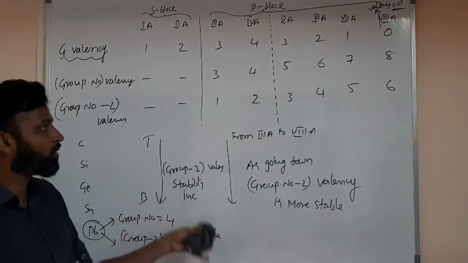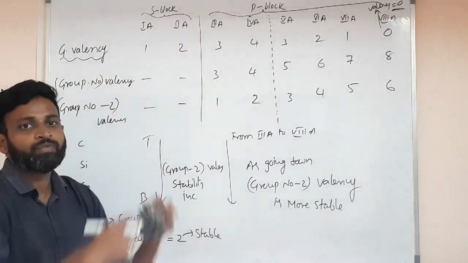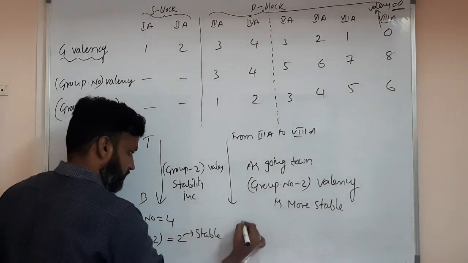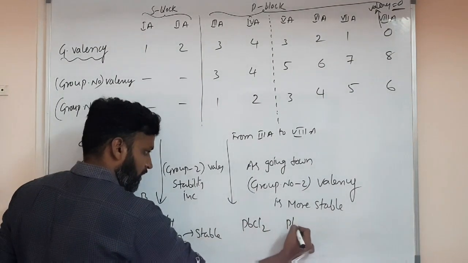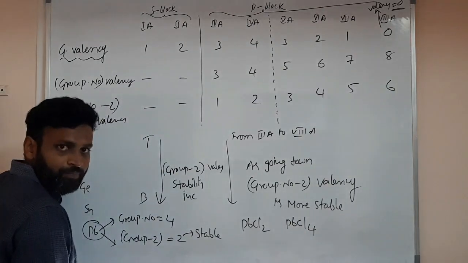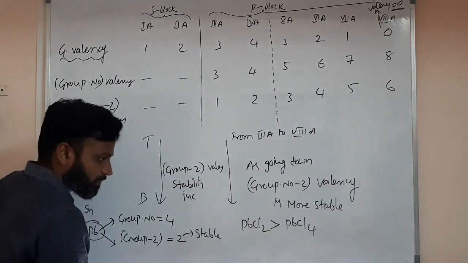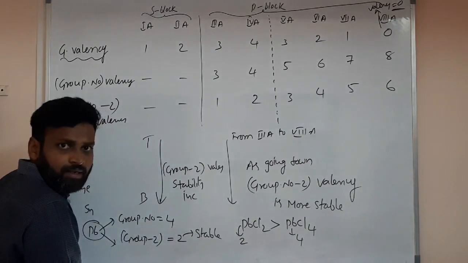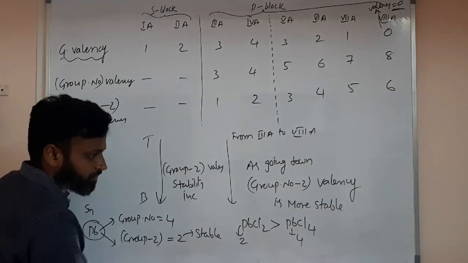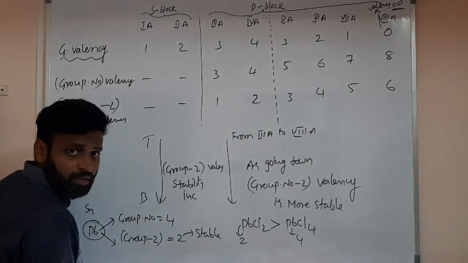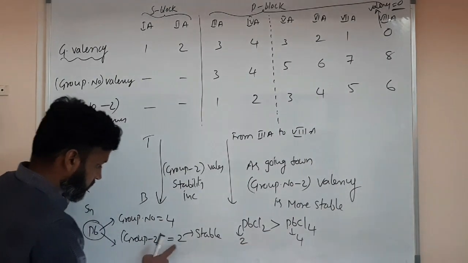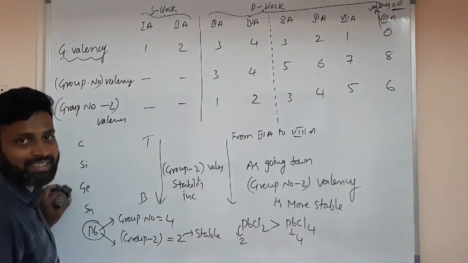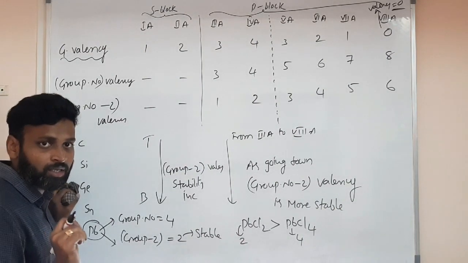And tomorrow I will give some more applications, meaning examples, of which is more stable. Suppose here 2 is more stable. See, PbCl2 is more stable than PbCl4. PbCl2 is more stable because here the lead valency is 2, there the lead valency is 4. How do you say that, sir? Because here lead is with 2 chlorines, there lead is with 4 chlorines. So lead with 2 chlorines is more stable because as we go down, group number minus 2 valency stability increases. So please remember this point.